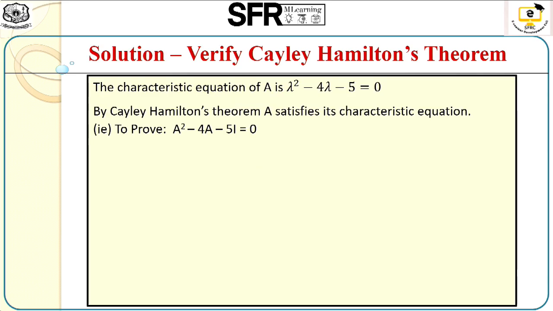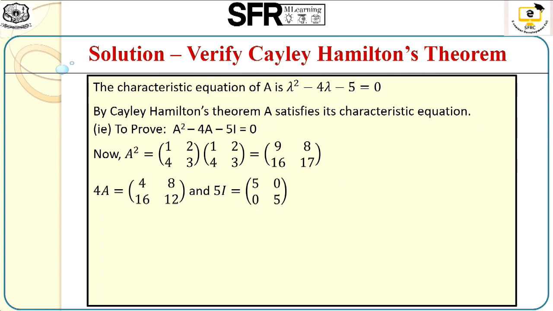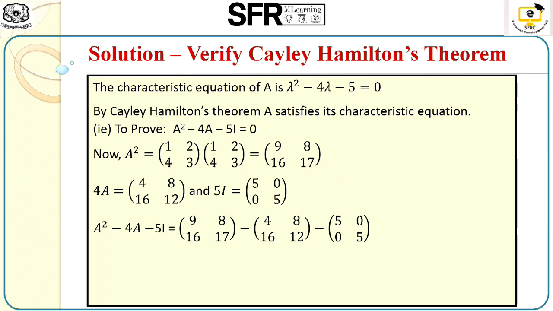Now let us check whether this characteristic equation is satisfied by the matrix A. That is, to prove A squared minus 4A minus 5I equal to 0. By usual matrix multiplication we get A squared as the matrix 9, 8, 16, 17, and 4A and 5I we can get by usual techniques. Then substituting the values of A squared, 4A and 5I, we get the result as a zero matrix. Hence, we verified that a square matrix satisfies its characteristic equation.